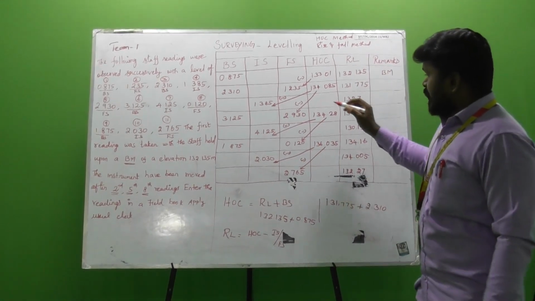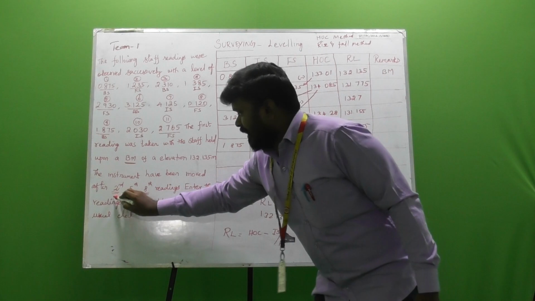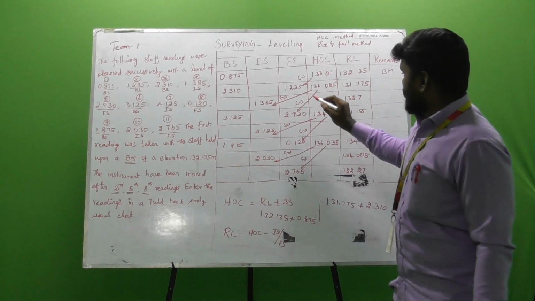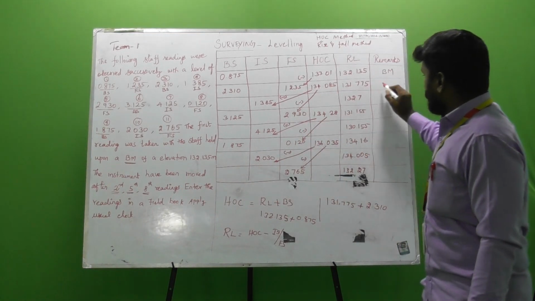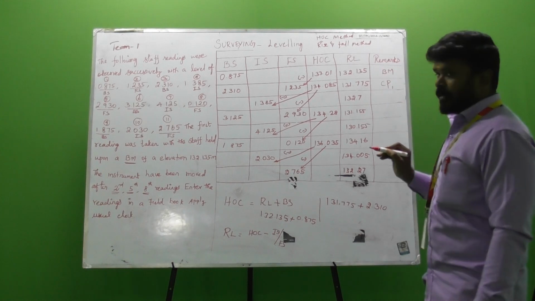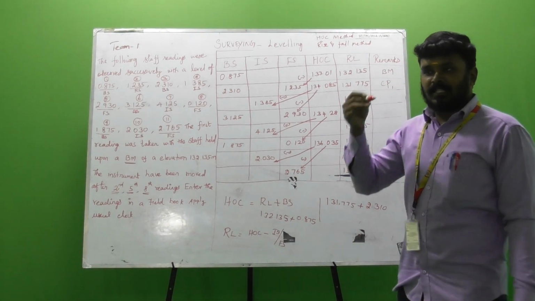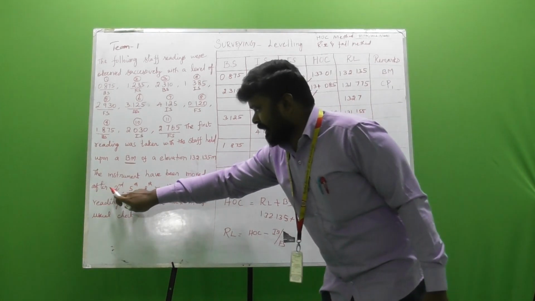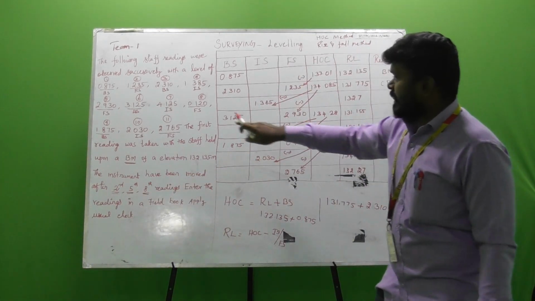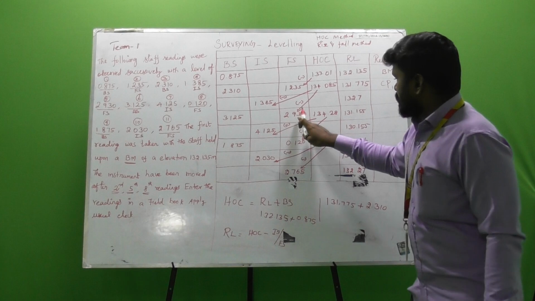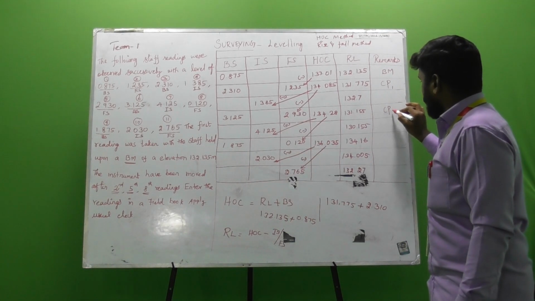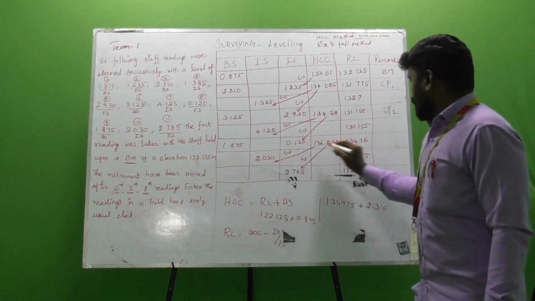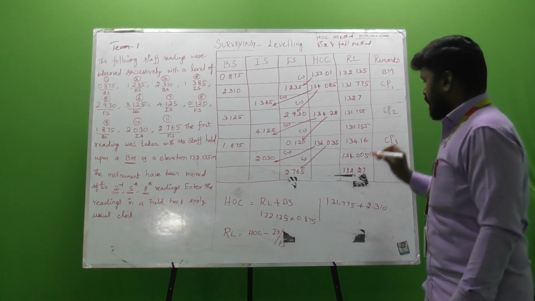When the instrument is changed, the second reading, fifth reading and eighth reading are the change points. The second reading is 1.235, so the remark column is change point 1. What is meant by change point? When the instrument is moved from one place to another place, that is called a change point. The fifth reading is 2.930, so this value is change point 2. And the eighth reading is 0.120, so this value is change point 3.